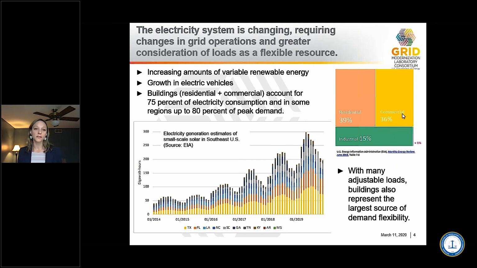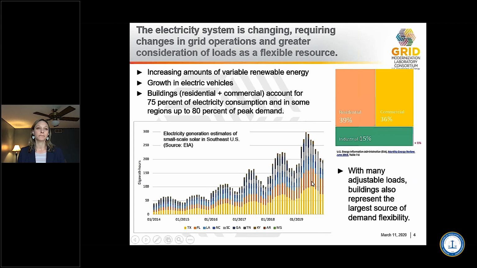But okay, so there's lots of DERs, but why do we care about buildings? Buildings aren't typically thought of as a flexible resource, but they account for about 75% of electricity consumption and at least that much of peak demand in some areas of the country. And buildings have many adjustable or flexible loads, and they represent the largest source of demand flexibility. Slide 5, please.